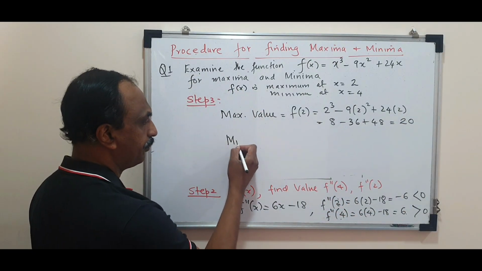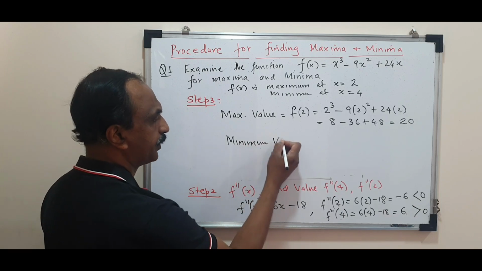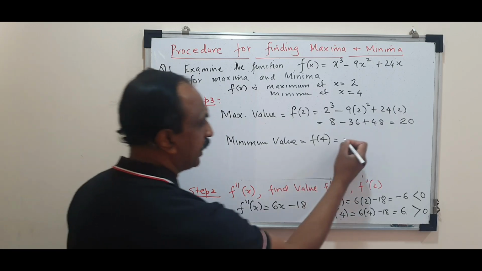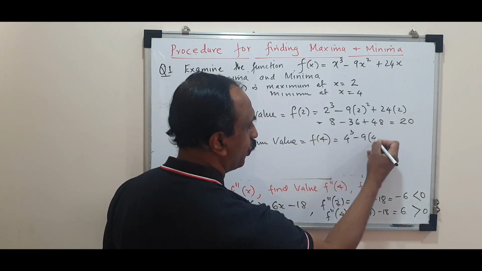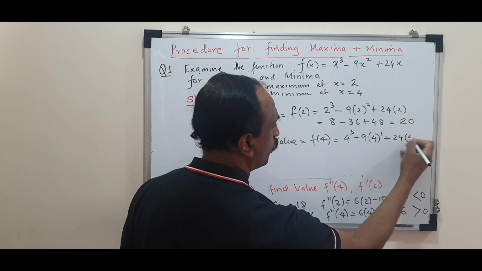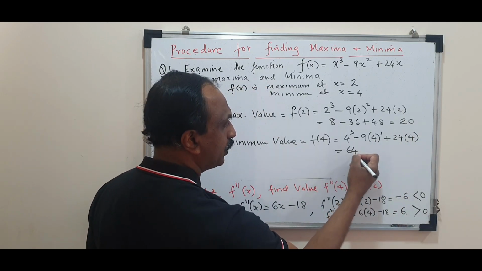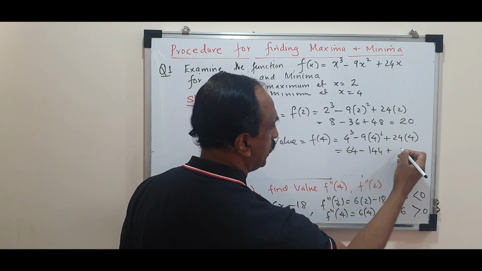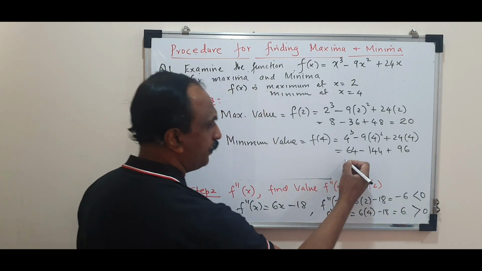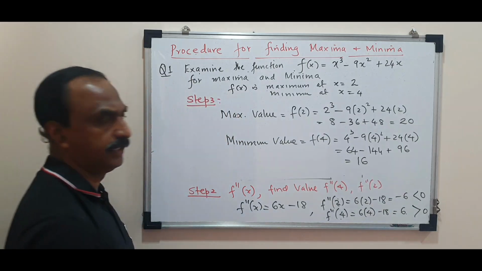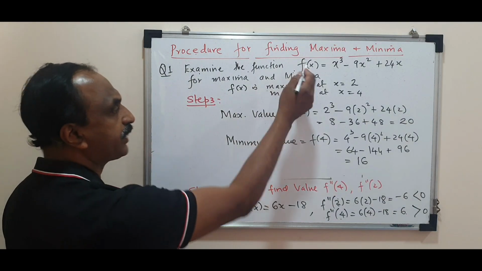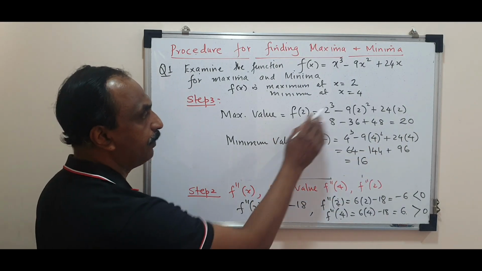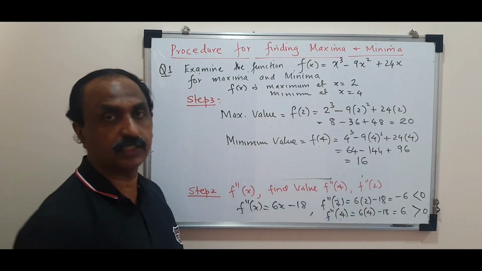And minimum value is at 4. So that is f of 4. That is 4 cube minus 9 into 4 square plus 24 into 4, which gives you 64 minus 144 plus 96. And which will give me 16 as answer. So my conclusion is f of x is maximum at x equal to 2 and the maximum value is 20. Minimum at x equal to 4 and the minimum value is 16.